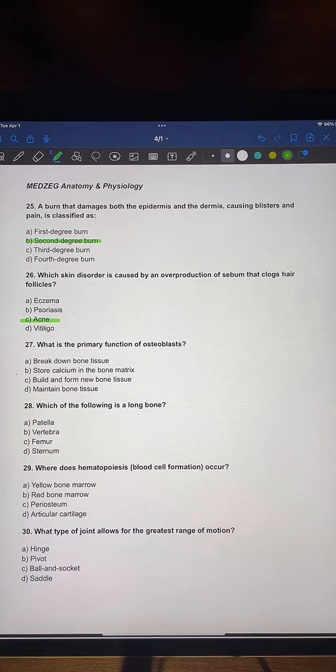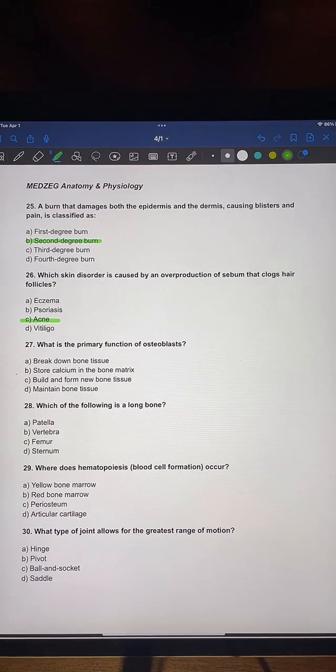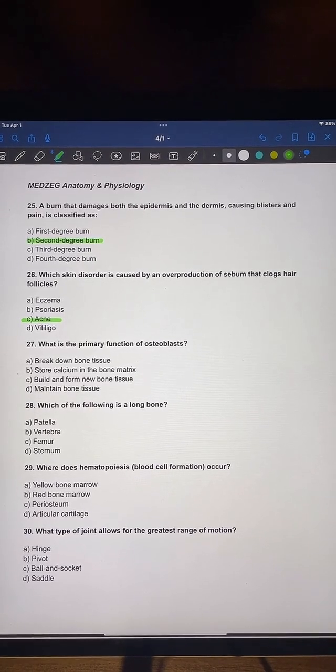Vitiligo is a condition where melanocytes stop producing pigment, which leads to whiter patches, similar to being albino, but not the same. More so white patches.